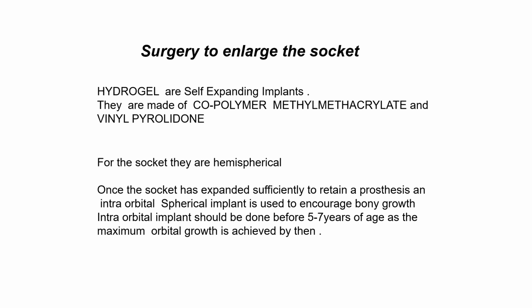Hydrogels are self-expanding implants. They are made of copolymer methyl methacrylate and vinyl pyrrolidone. For the socket, they are hemispherical. Once the socket has expanded sufficiently to retain a prosthesis, an intraorbital spherical implant is used to encourage bony growth. Intraorbital implant should be done before 5 to 7 years of age, as the maximum orbital growth is achieved by then.